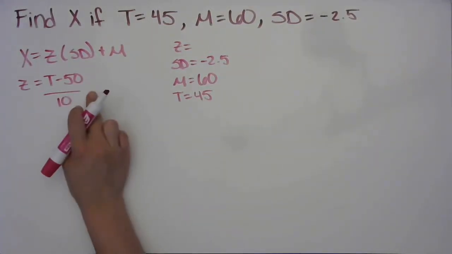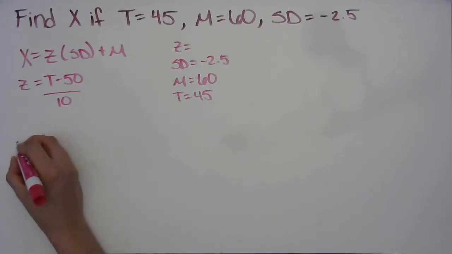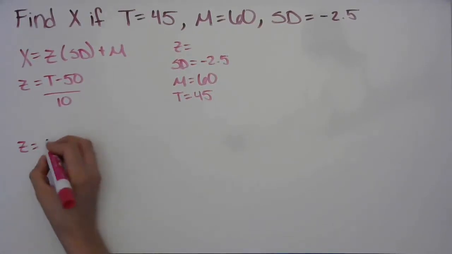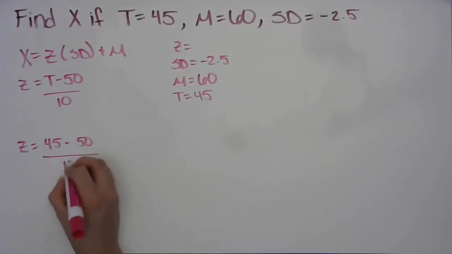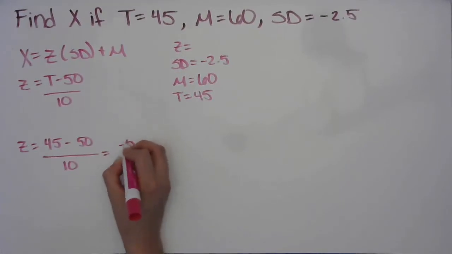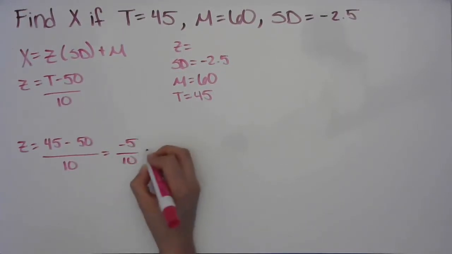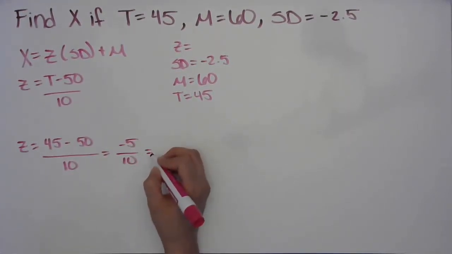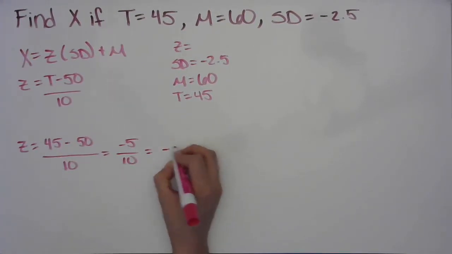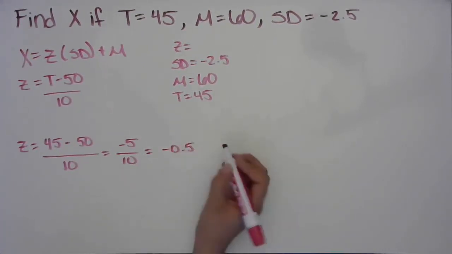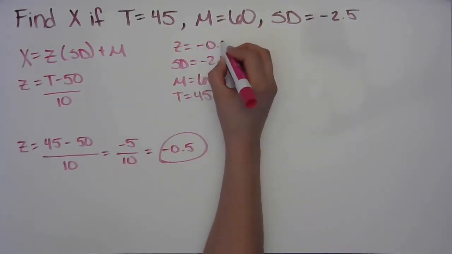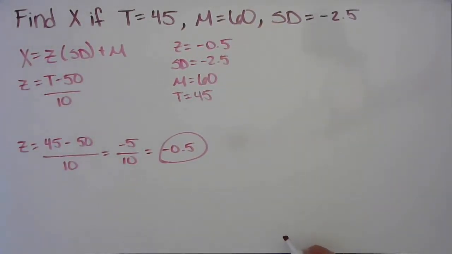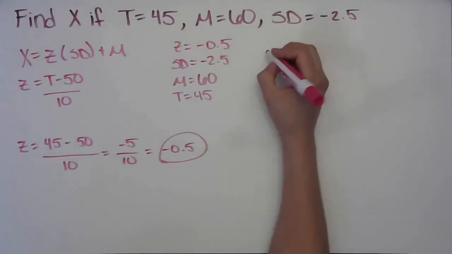So let's go ahead and solve this one first so we can get that z-score. So the z-score is going to be t, which is 45 minus 50 divided by 10. So that's going to give us a negative 5 over 10. When we divide that out, that is going to give us a negative 0.5. Okay, so that's our z-score right there, a negative 0.5. Now we have everything that we need. So let's go ahead and plug these into this problem here.